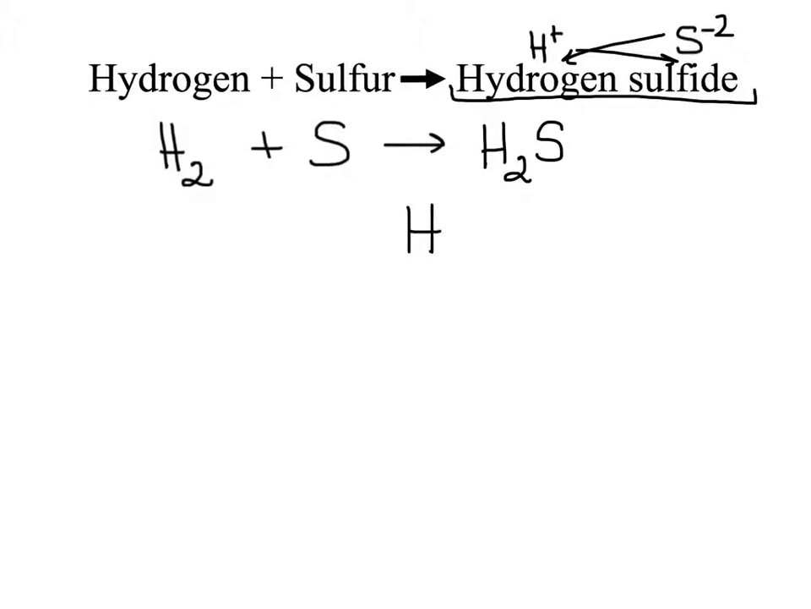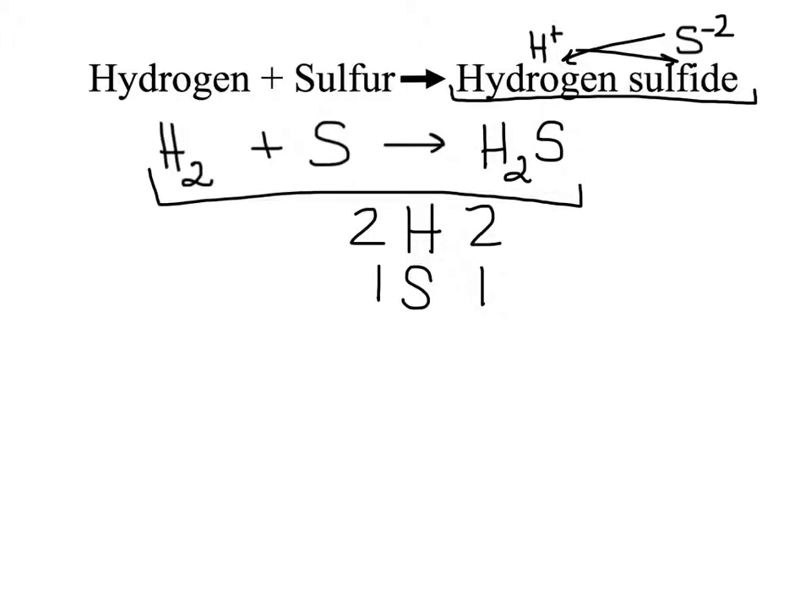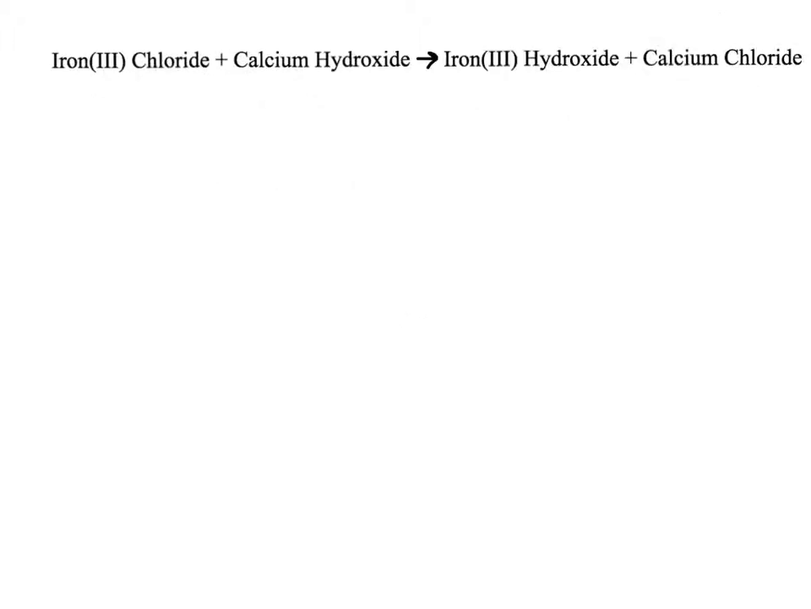So our elements are hydrogen and sulfur. We have 2 and 1, we have 2 and 1, and guess what? This is already balanced. Now let's look at an even more complicated one, iron 3 chloride.